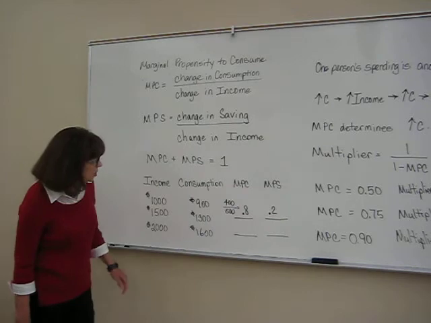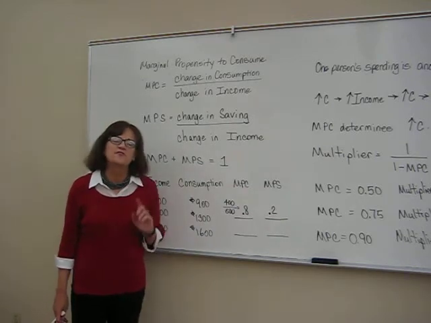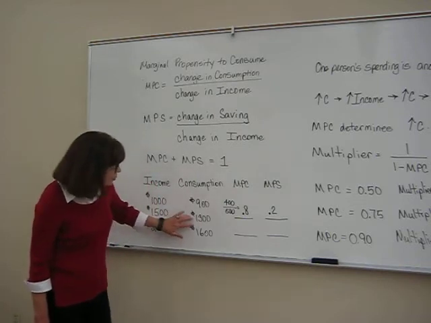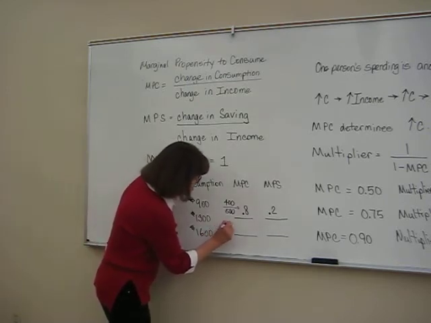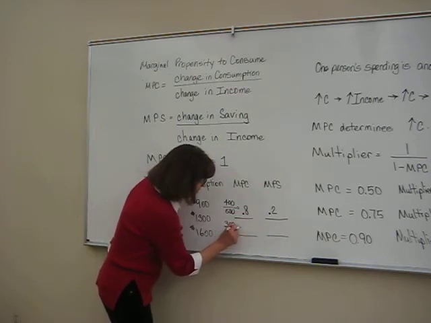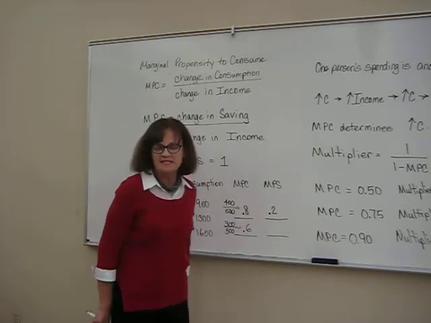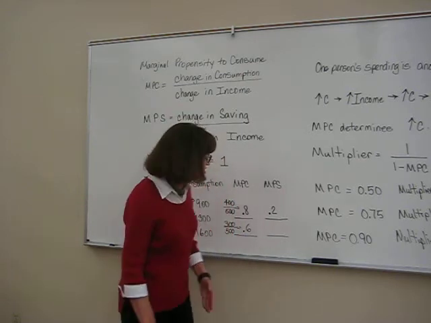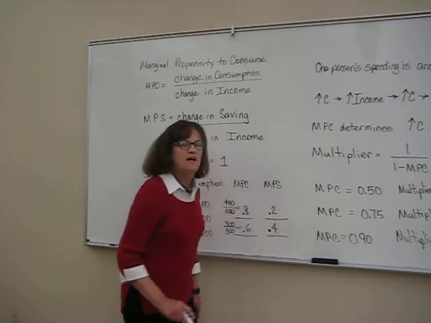When their income went up again from $1,500 to $2,000, another $500 increase in their income, they spent $300 more. So at this point, their consumption went up by $300 when their income went up by $500. So their marginal propensity to consume was 0.6. They only spent 60% of their raise, which tells you they saved 40% of the raise.